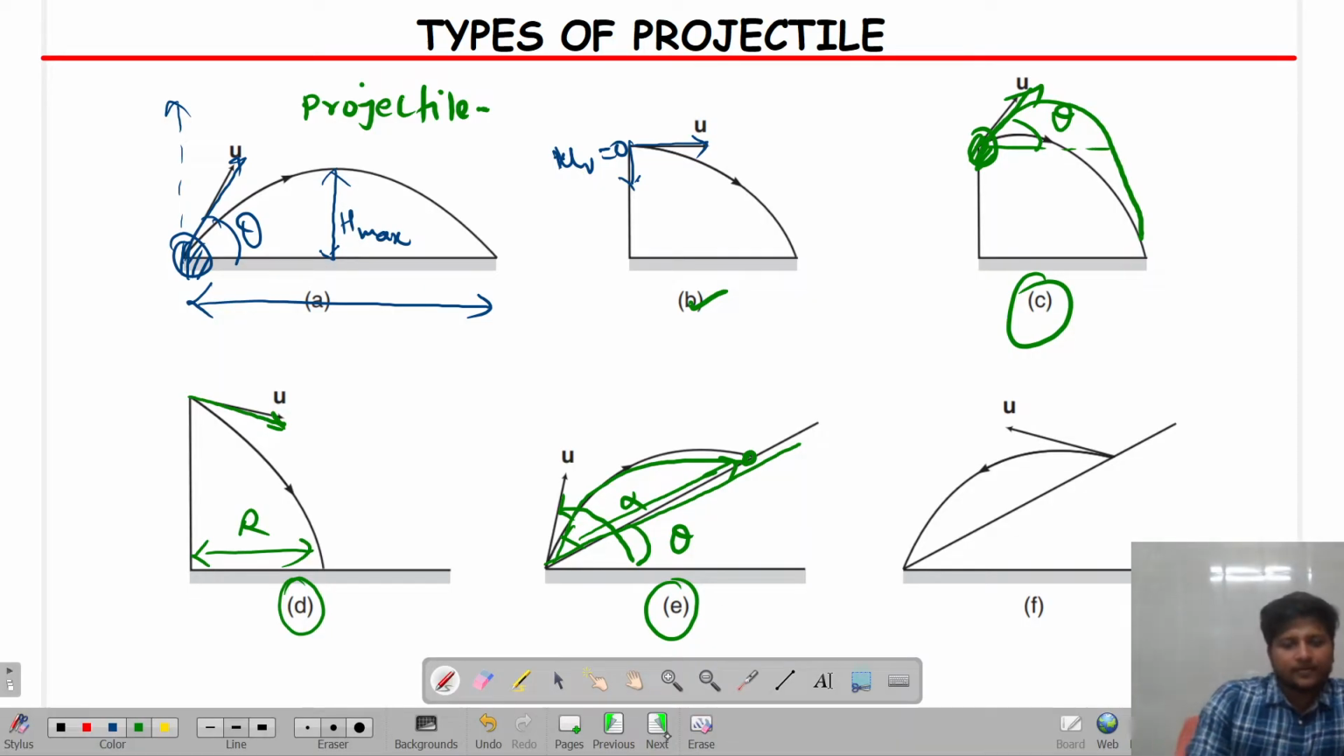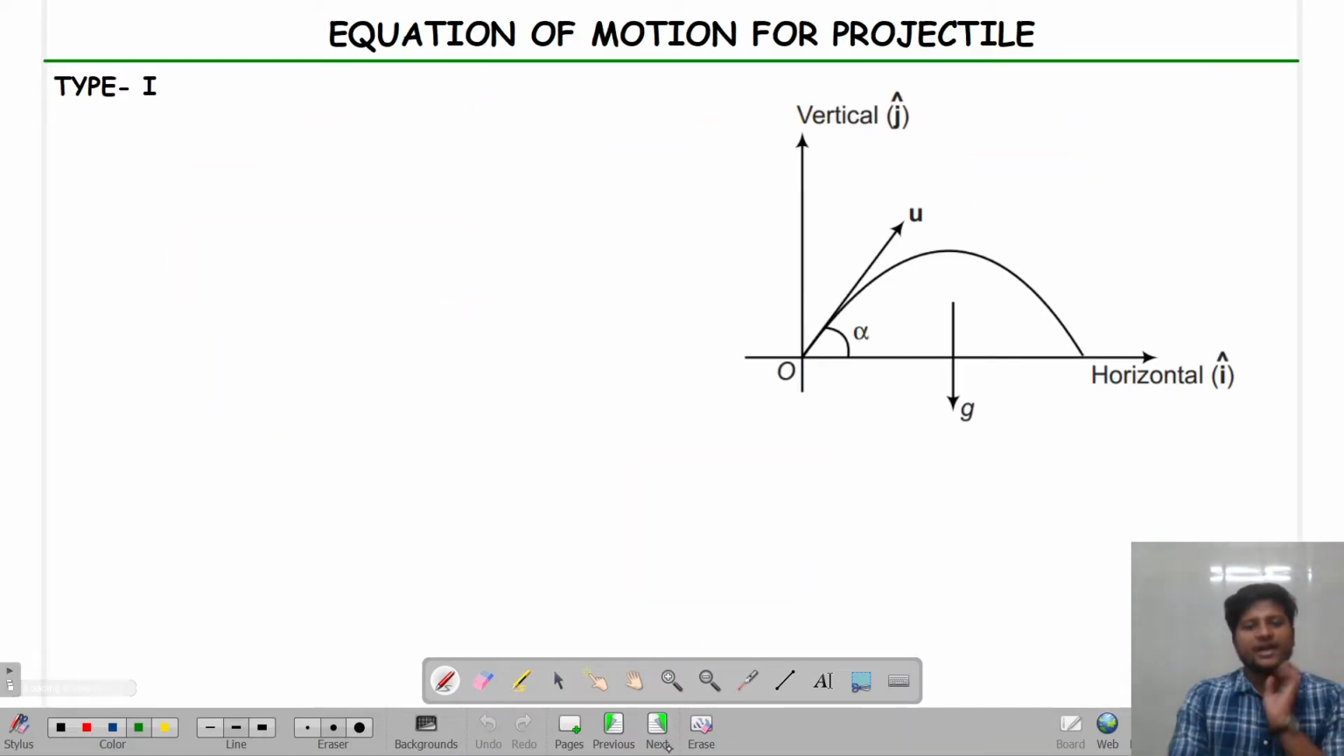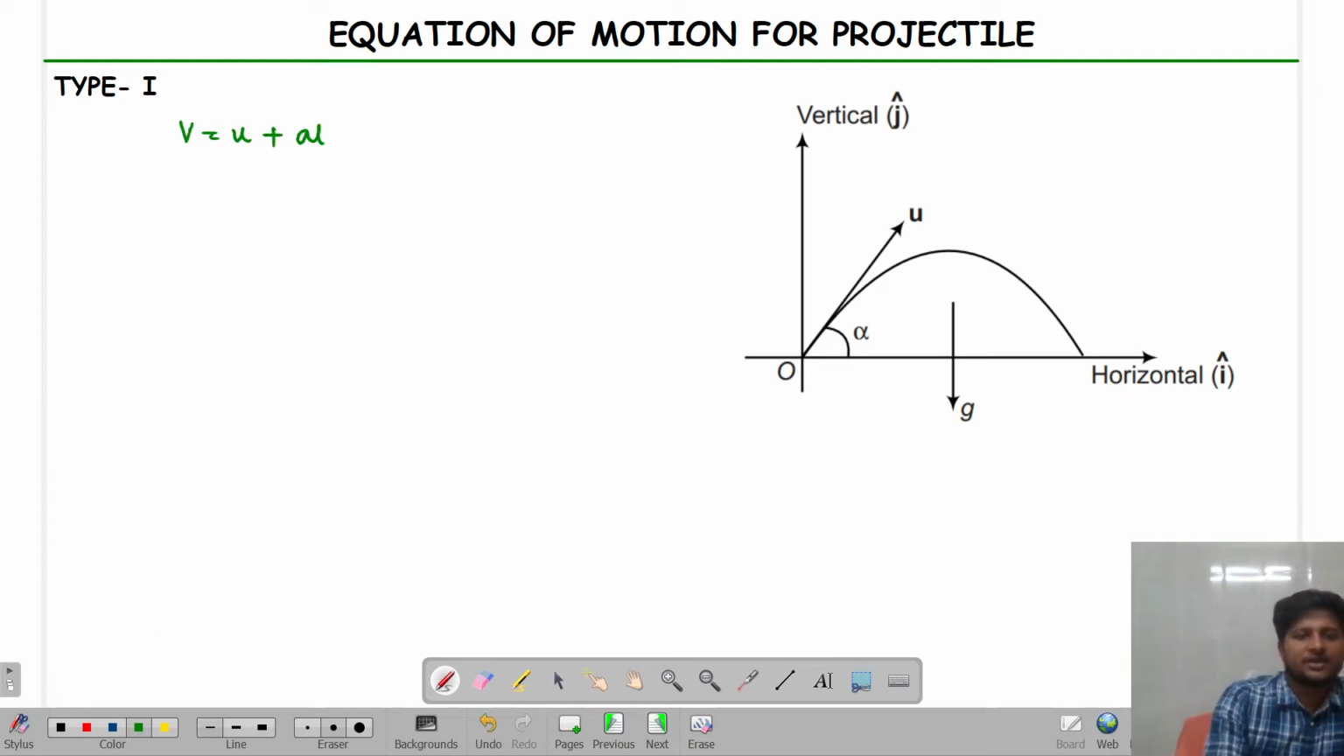Before going to that, first we'll try to write the equations of motion for the projectile in vector form. Now this is totally different from what you have studied. As you know, the equations of motion are what? First, v is equal to u plus at. This is my fundamental equation of motion. Second equation is s is equal to ut plus half at square. Third equation is v square is equal to u square plus 2as.